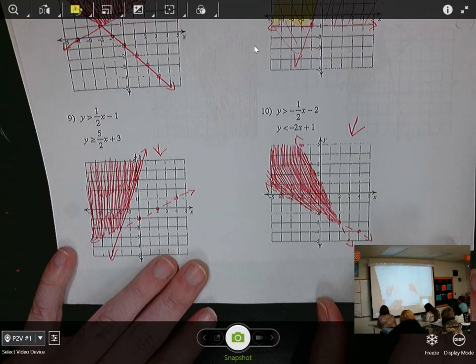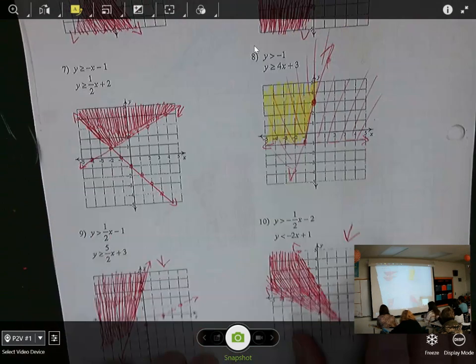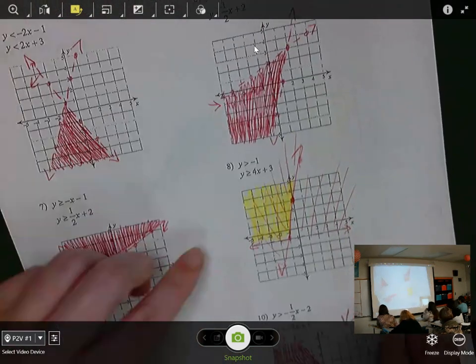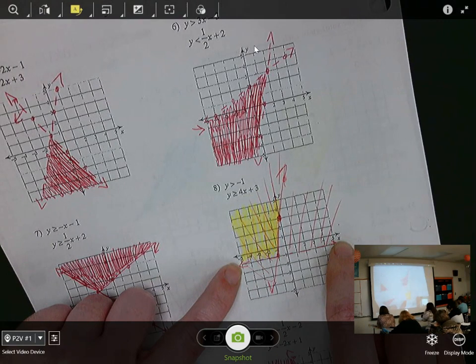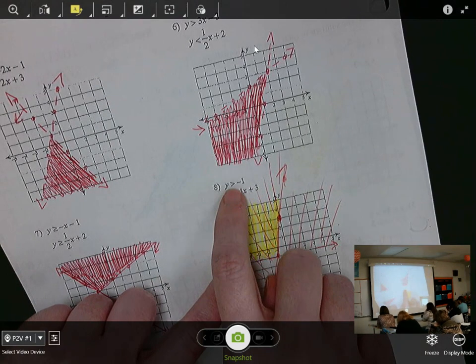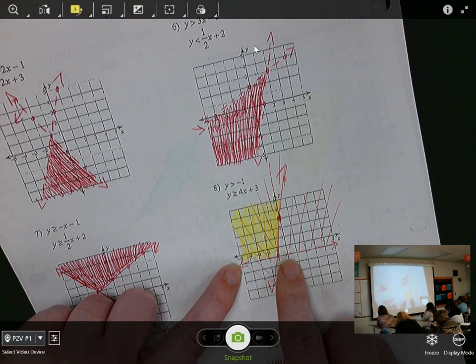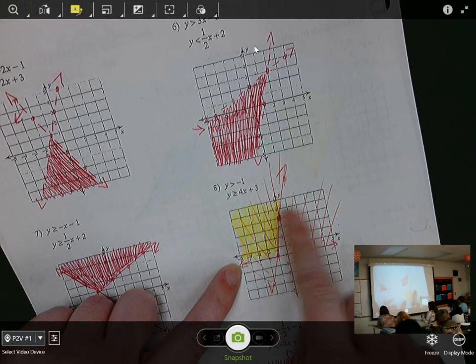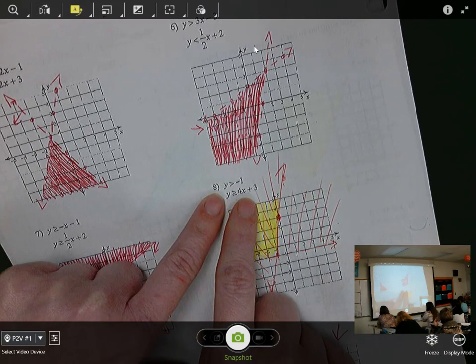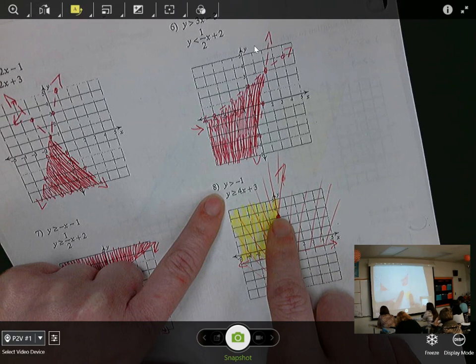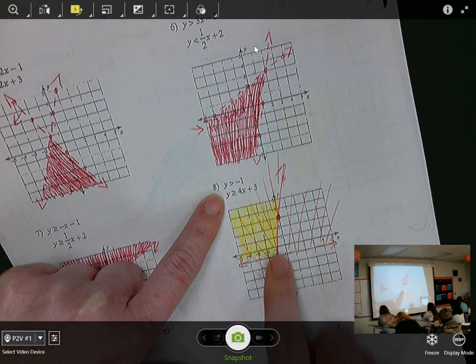Yes. I got number 8 wrong, but I'm not sure how. Okay, so y is greater than -1. That would be a horizontal line at -1, and it's dashed. And since it's greater than -1, that means your y values have to be bigger than -1, and that's all of these on top. So you would shade above the horizontal line. And then y greater than or equal to 4x plus 3, it crosses at the 3, and you go up 4 over 1, or you can go down 4 to the left 1, and it's solid.